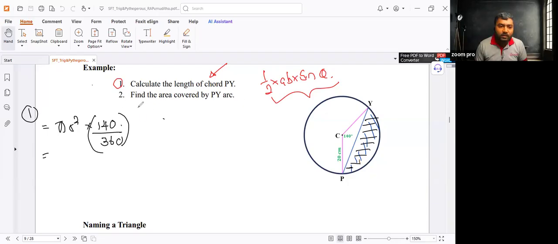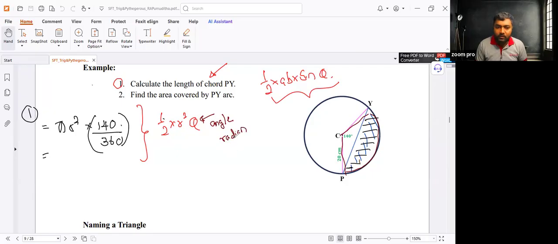Oh, there is another equation to find the area. You can use half into r squared into theta. If you are using this equation to find this area, there is a special point you have to remember. This theta is an angle. This angle must be substituted in radians.